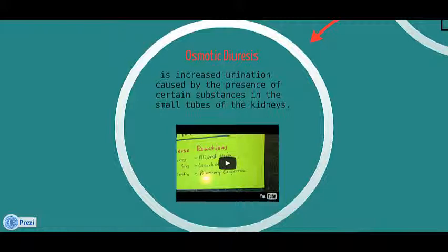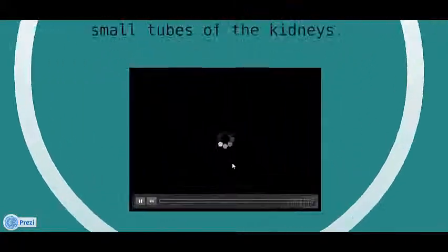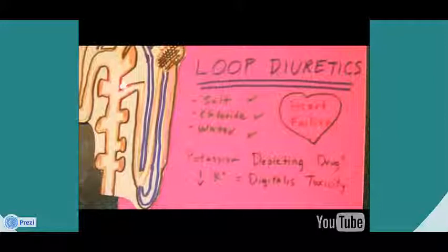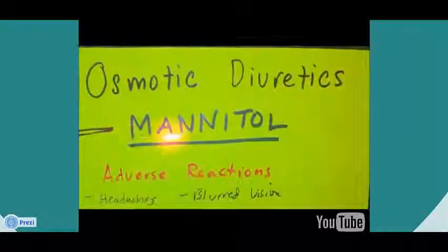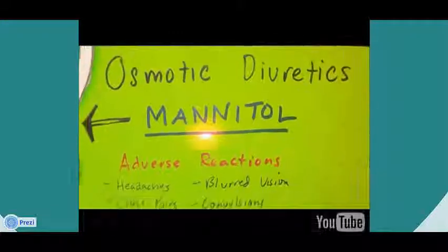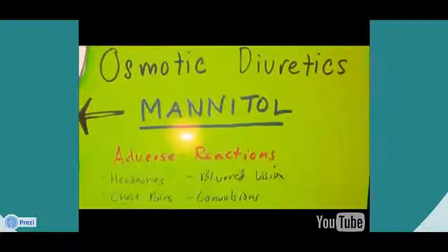Osmotic diuresis is increased urination caused by the presence of certain substances in the small tubes of the kidneys. It can result if we give loop diuretics with digoxin. Now let's talk about osmotic diuretics. As we all know, osmotic diuretics basically help prevent the reabsorption of water and sodium in the body.